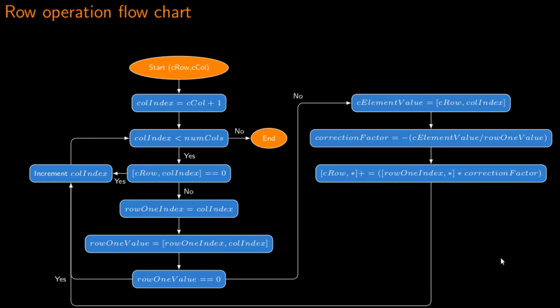We then have a virtually identical flowchart for the row operation, and the only difference here basically is we swap row for column, and we're now looping through every element along that row. And then doing exactly the same thing. So I'm not going to talk about that too much.